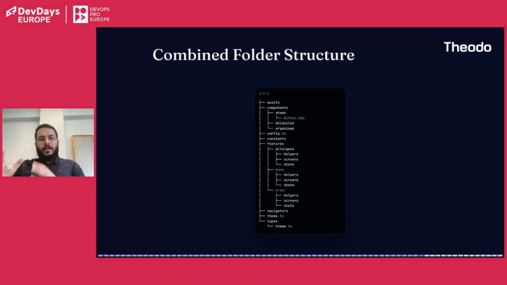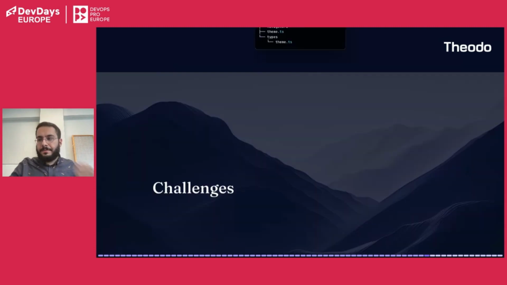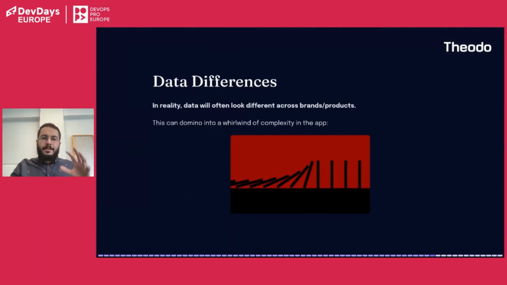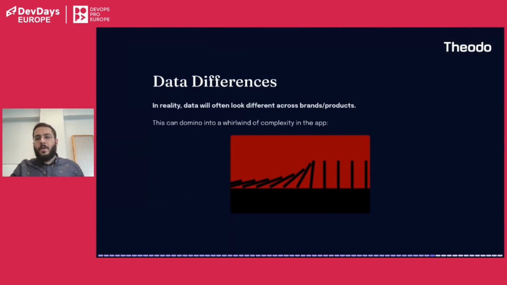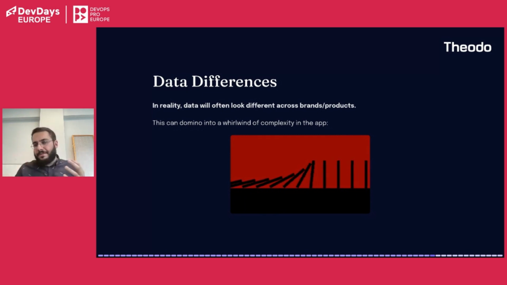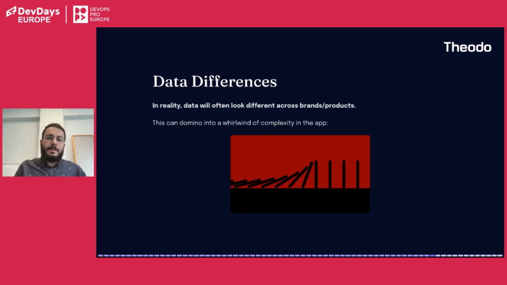I want to take a look at some of the challenges that we faced, and this is where I think a lot of the learnings came out of. The first challenge that we faced was that, in reality, data is going to look different. When you're working in these big organizations, the data is going to look different across different brands and products. They probably have different teams managing the backends, and it's going to be a challenge to have a unified set of data coming through.